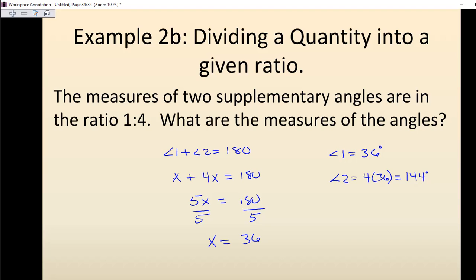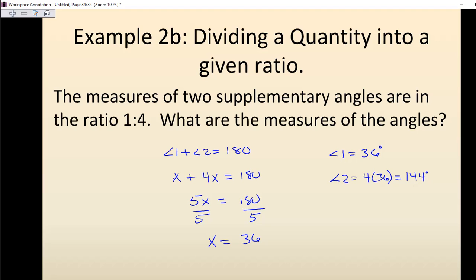So that tells us that angle 1, since 1 times 36 is 36, it's going to be 36 degrees, and angle 2 is 4 times 36, which is going to give us 144 degrees. Now you can always double check this by making sure that 36 plus 144 is in fact equal to 180, and it is.